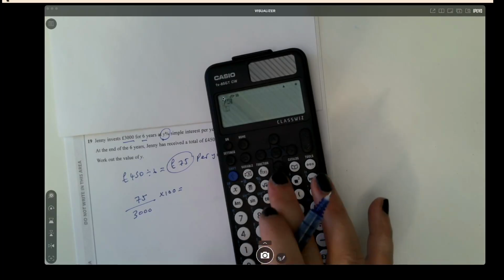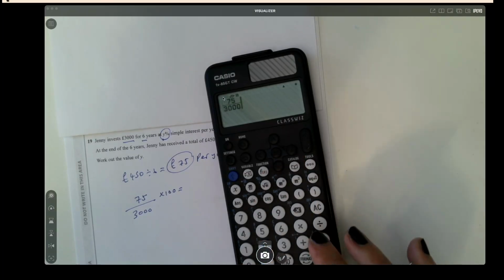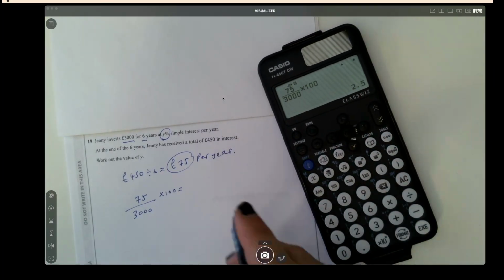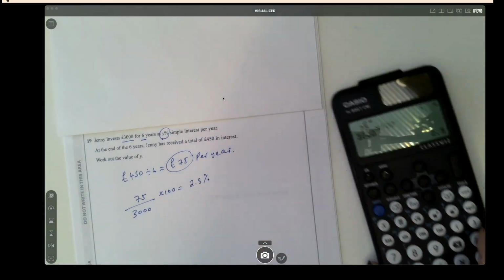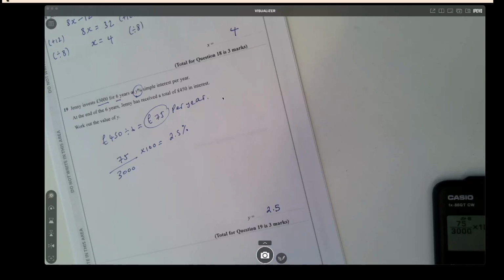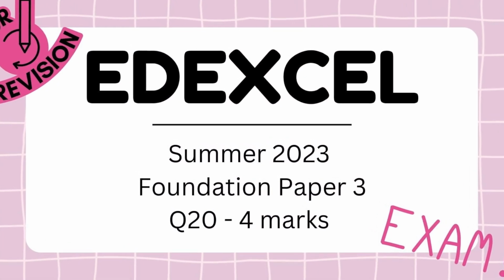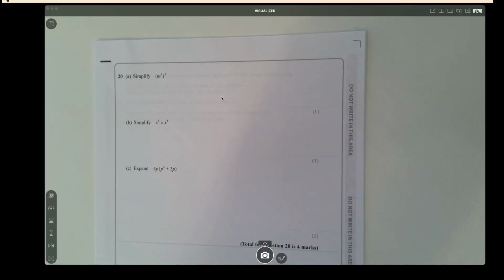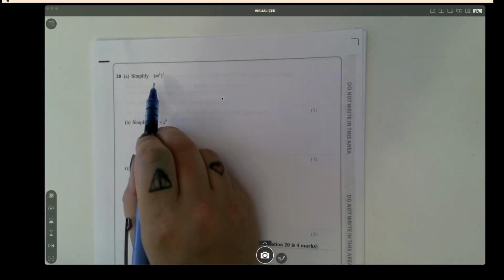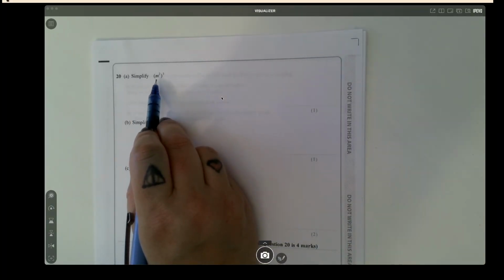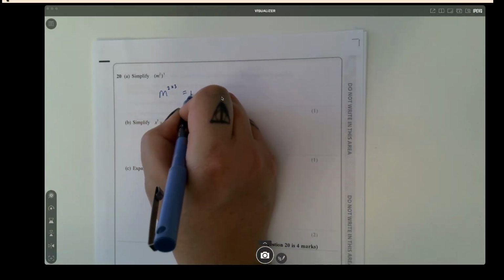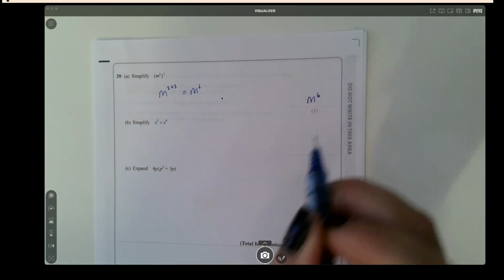Calculator is our friend. So £75 out of 3,000 multiplied by 100 tells me that it's 2.5%. So Y is 2.5 on the answer line. Question 20a. Simplify m to the power of 2 inside brackets all to the power of 3. So this is the power of a power rule. So what this tells us is that we multiply the powers together. So m to the power of 2 times 3, which is m to the power of 6.